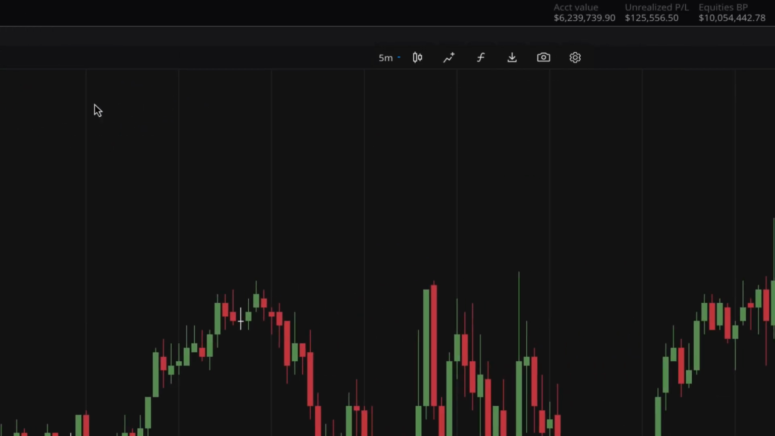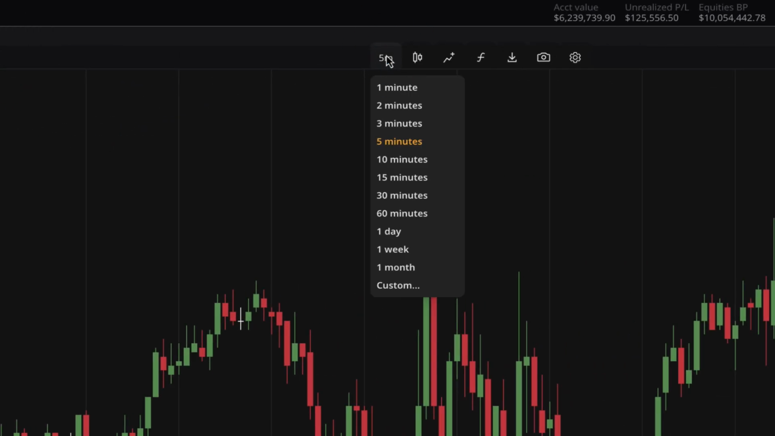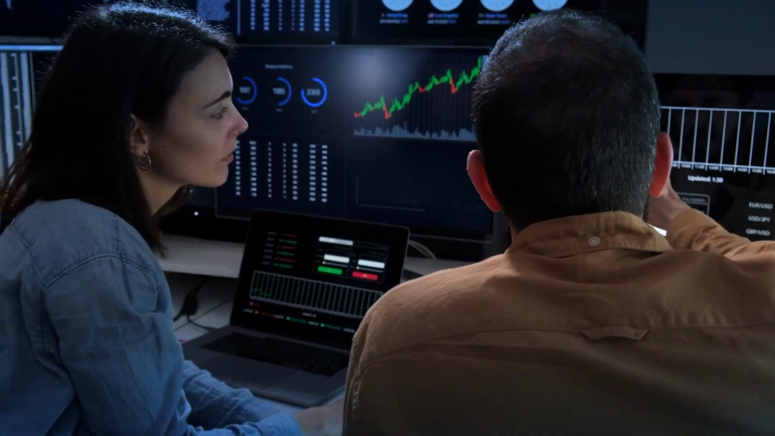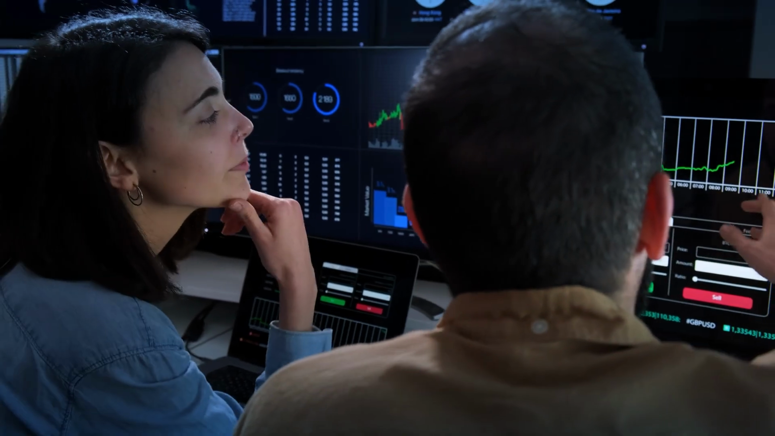Once the chart is up, the first decision is aggregation. Titan X covers all the standard timeframes: 1, 5, 15, 30, 60-minute, daily, weekly, monthly, and you can enter any custom minute-based interval if your strategy calls for something more specific. Most traders have a primary time frame they work from, but the real value is in using multiple timeframes together.